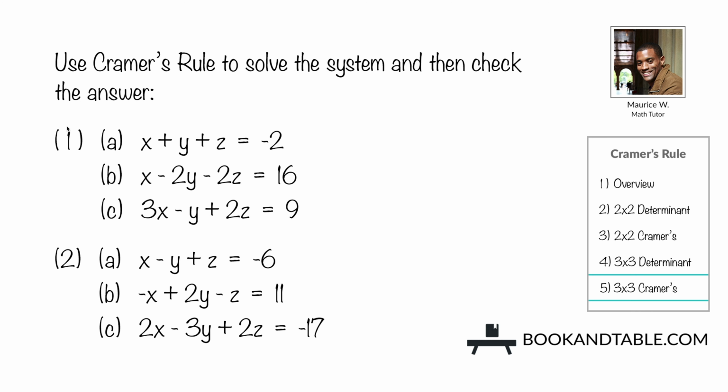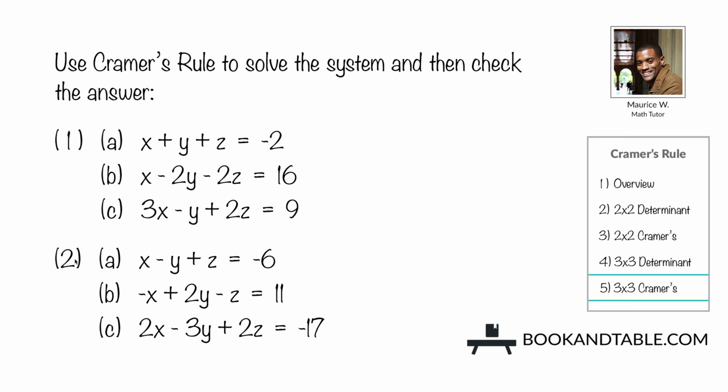Question number 1, equation A, x plus y plus z is equal to -2. Equation B, x minus 2y minus 2z is equal to 16. Equation C, 3x minus y plus 2z is equal to 9.